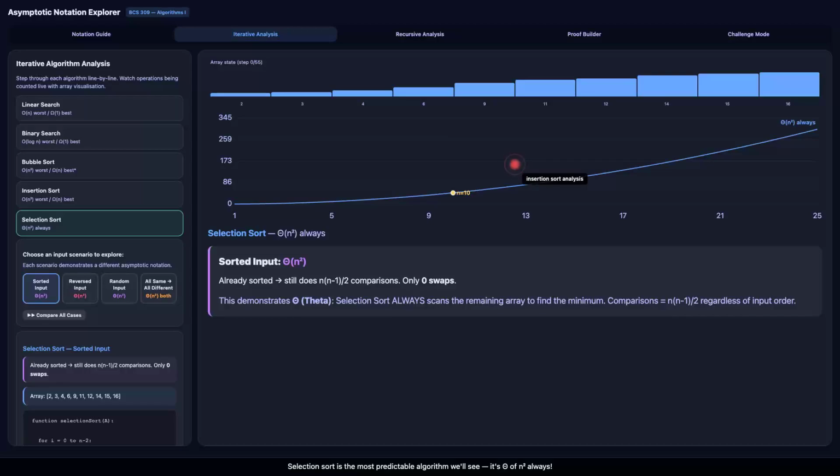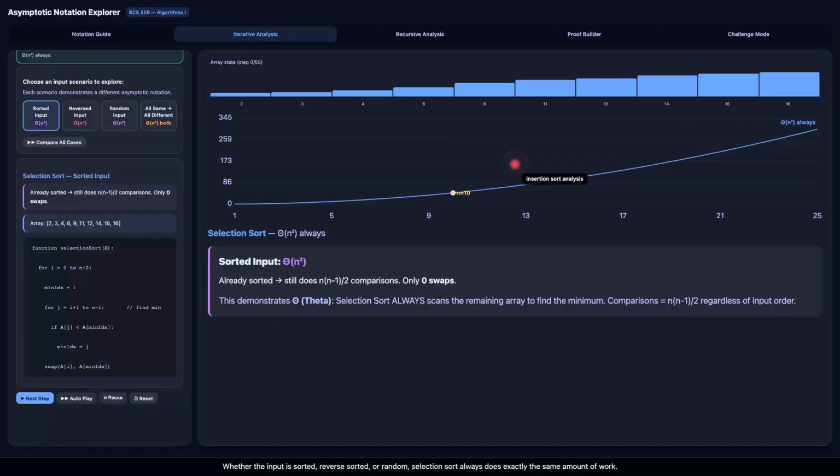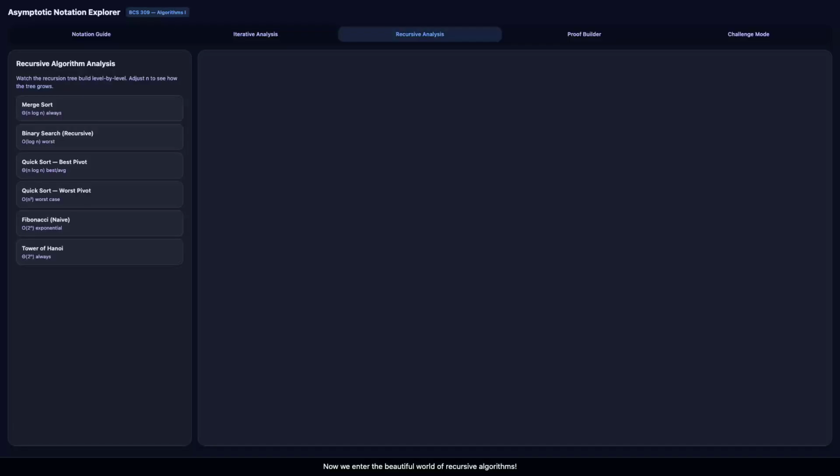Selection sort is the most predictable algorithm we'll see. It's theta of n squared always. Whether the input is sorted, reverse sorted, or random, selection sort always does exactly the same amount of work. It finds the minimum element, swaps it to the front, then finds the minimum of the remaining elements, and so on. Each pass requires scanning all remaining elements. This gives us n plus n minus 1 plus n minus 2 plus ... plus 1 comparisons, which equals n(n+1)/2. That's theta of n squared. Tight bounds.